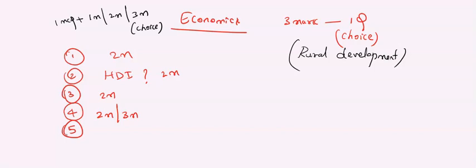Per capita income is not a true indicator of development, full stop. Why? Question mark. 2 marks. Next question.